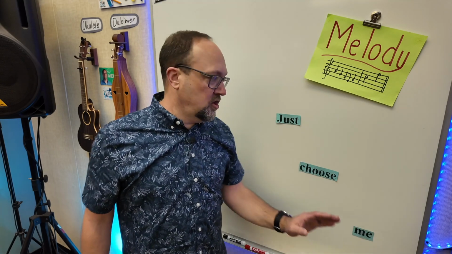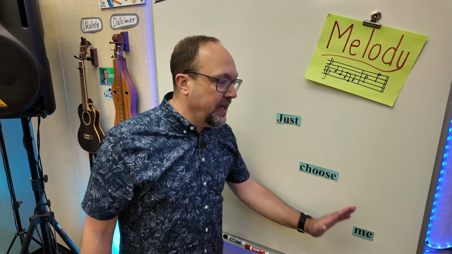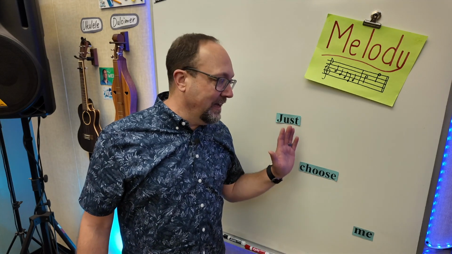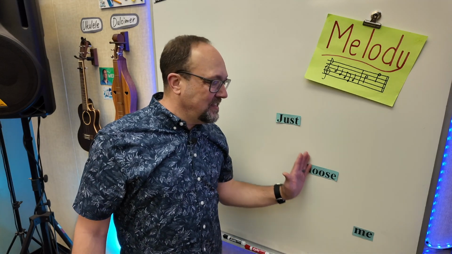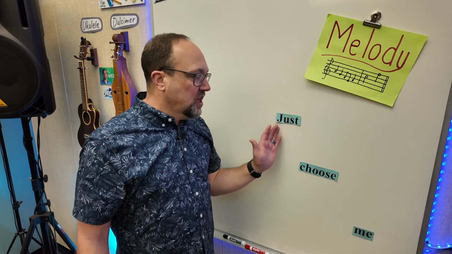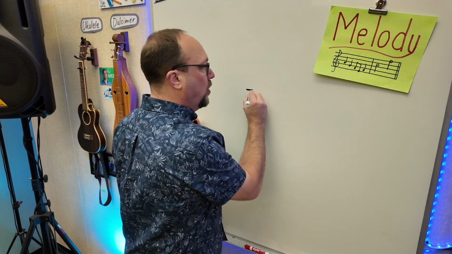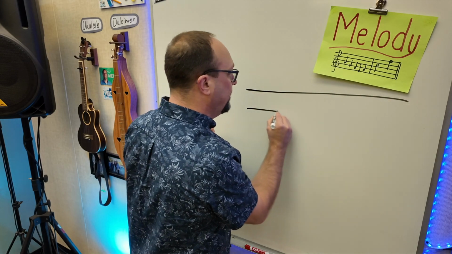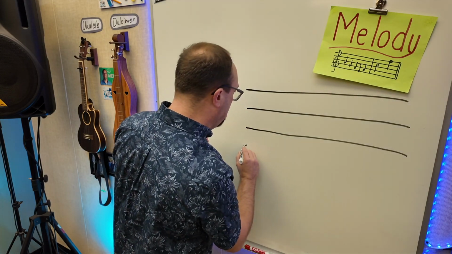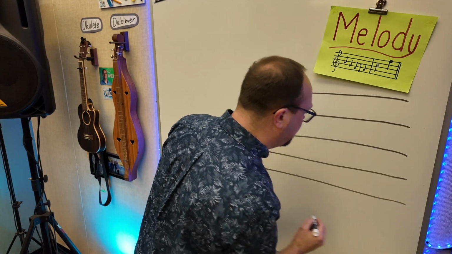Early in the preparation, I show that there are 3 pitches that go down by skip, just so that they see this formation. Just choose me. How about later on in the preparation, where we start to use a staff? How many lines are in a staff? Of course it's 5. 1, 2, 3, 4, 5 lines on a staff.